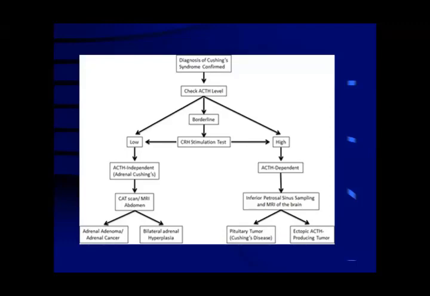So we will do the corticotropin releasing hormone stimulation test, because if the ACTH level is high, and we know ACTH is controlled by the corticotropin releasing hormone, which is secreted by the hypothalamus, we will do this stimulation test. If this is okay, then there must be an error in the corticotropin releasing hormone. So this is how we diagnose.